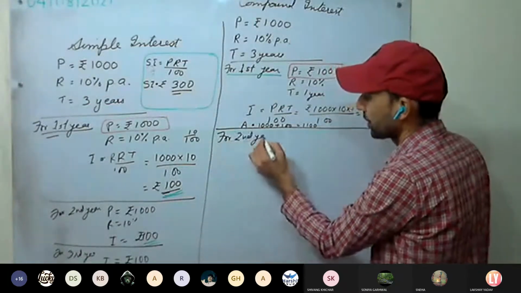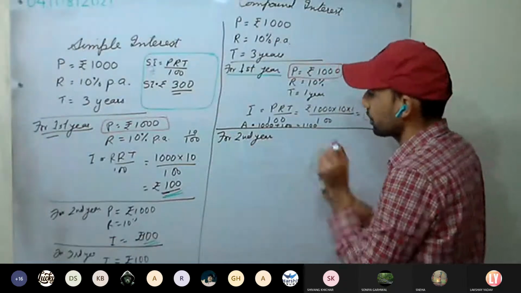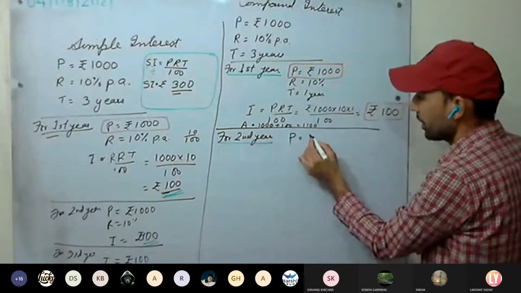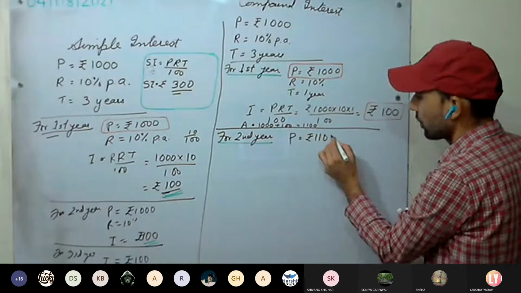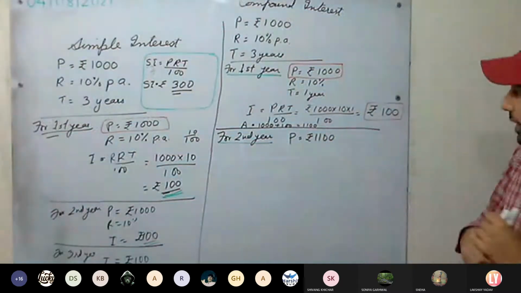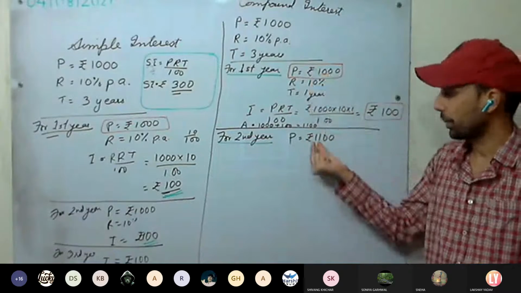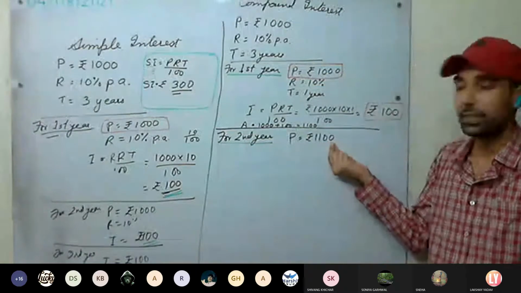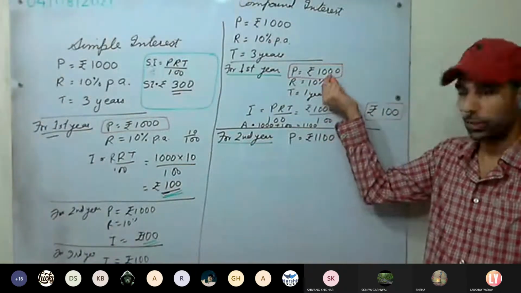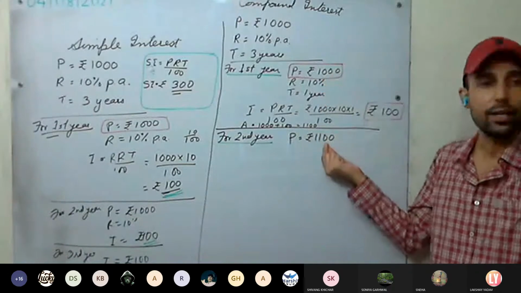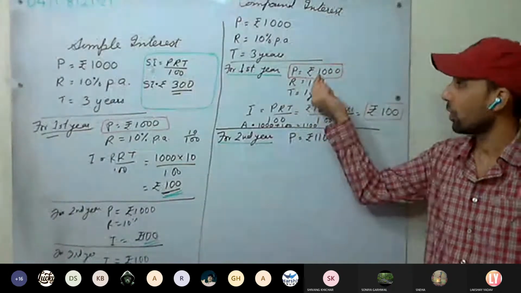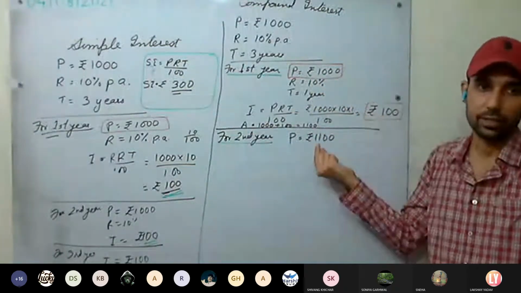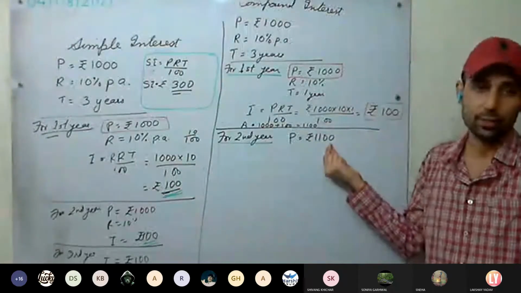For the second year, principal equal to how much? Rupees 1,100. Now see here, 1,000 rupees was the principal, 100 rupees was the interest. This time we are going to calculate interest on 1,100. It means we are calculating interest on 1,000 rupees as well, and on 100 rupees as well. So on principal, we are charging the interest, and we are charging interest on interest as well.